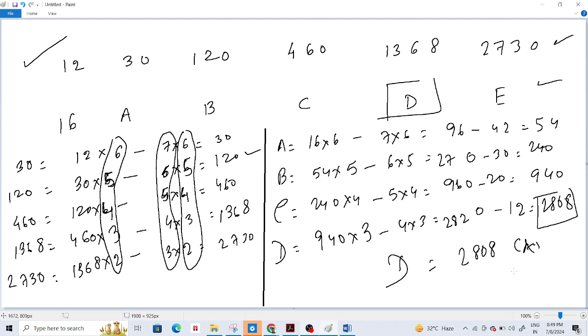This is a completely different type of sum where one series is given. Now say this question could have come in a different way also. Say you were given to find out this term. It could have happened like this also. You are given to find out 2730. So here the series is given, you need to understand the pattern and then you need to find out the other one. That's it.